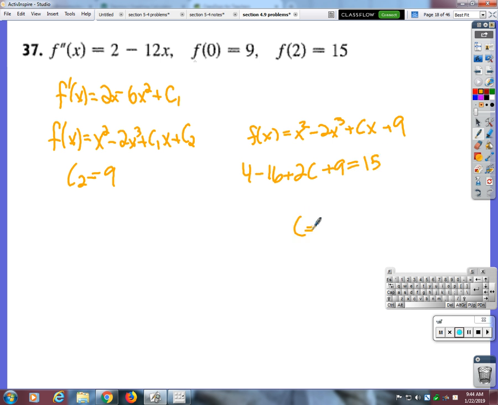So c equals, what is it? 9? 6 minus 4, 2, add 16, 18, divide by 2, 9 again, huh? So final answer, x squared minus 2x cubed plus 9x plus 9.